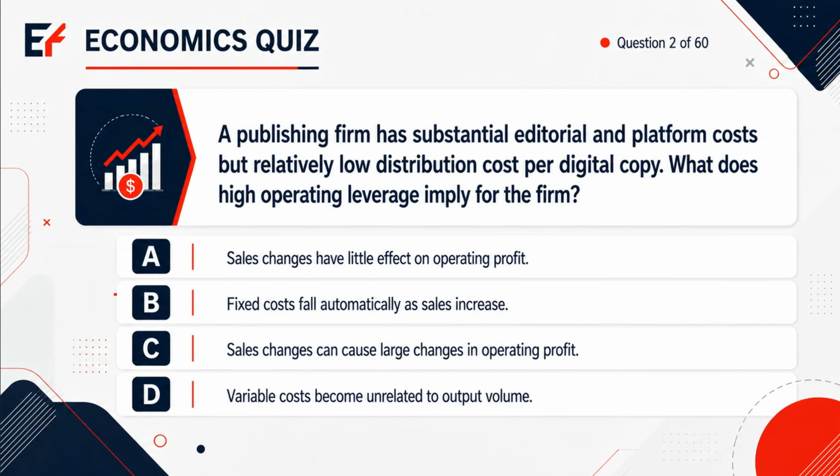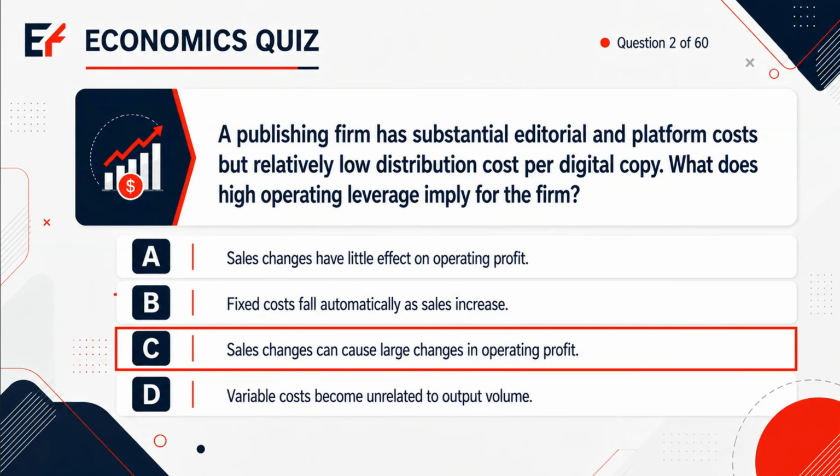Question 2. A publishing firm has substantial editorial and platform costs but relatively low distribution costs per digital copy. What does high operating leverage imply for the firm? A. Sales changes have little effect on operating profit. B. Fixed costs fall automatically as sales increase. C. Sales changes can cause large changes in operating profit. D. Variable costs become unrelated to output volume. The correct answer is C.